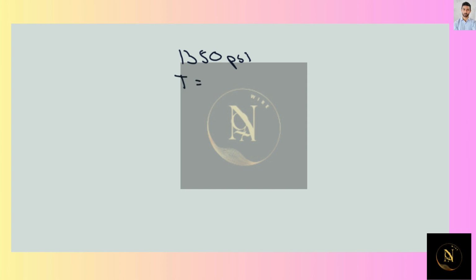Hi, so over here we're told that the pressure on Venus is equal to 1350 psi, and we know that the surface temperature is equal to 467 degrees Celsius. We are told that with this information, for 1 mole of a gas at a volume equal to 1 liter, what is going to be the value for R?